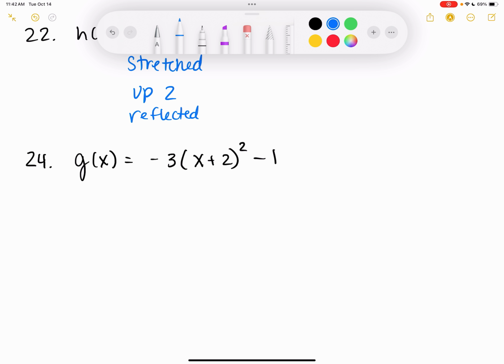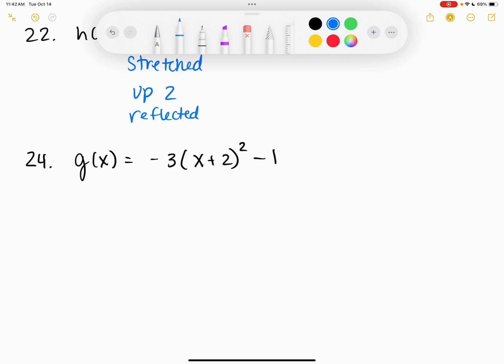Yeah, this is already in vertex form when it looks like a times x minus h squared plus k. Our y-intercept is negative 1, right? Well, the y coordinate of the vertex is -1, yes.